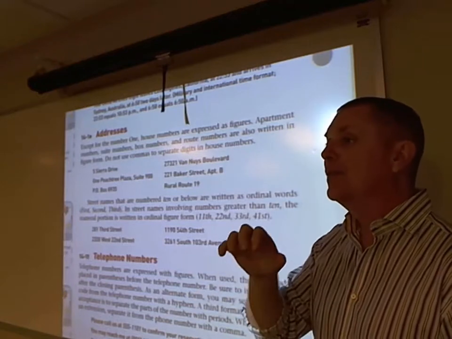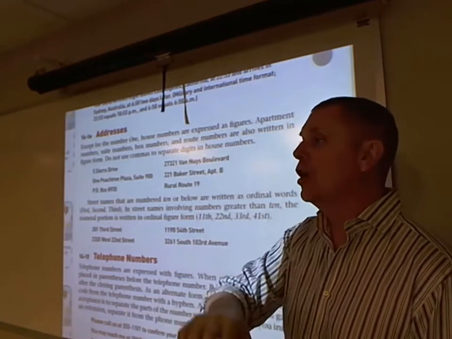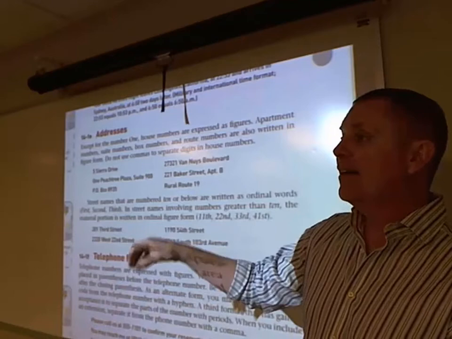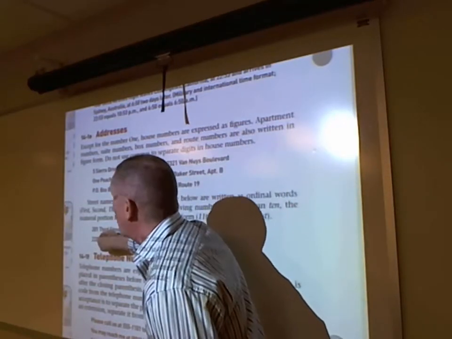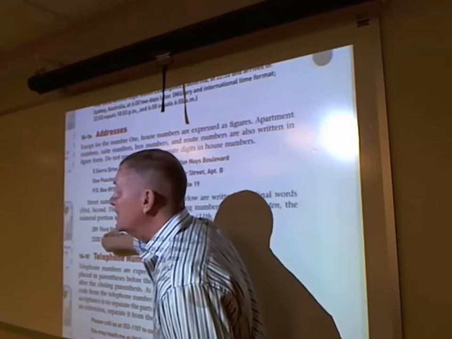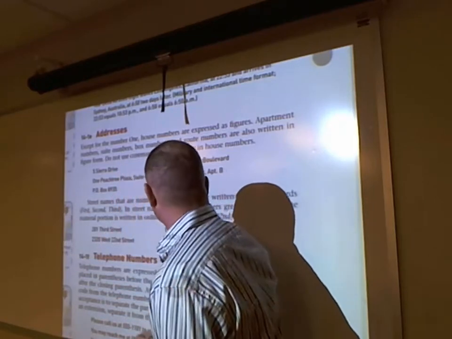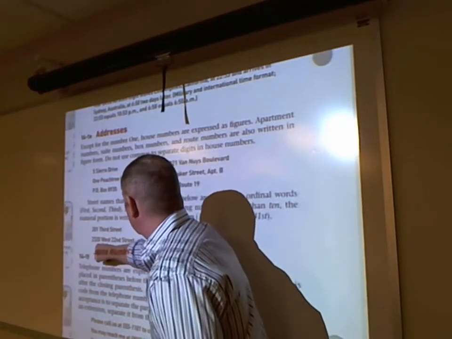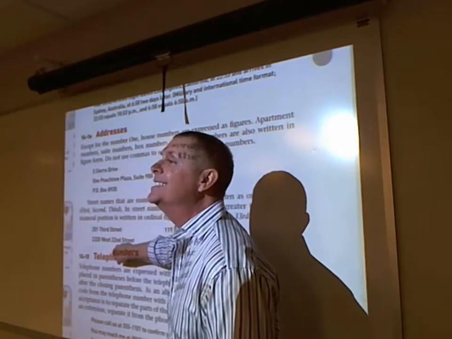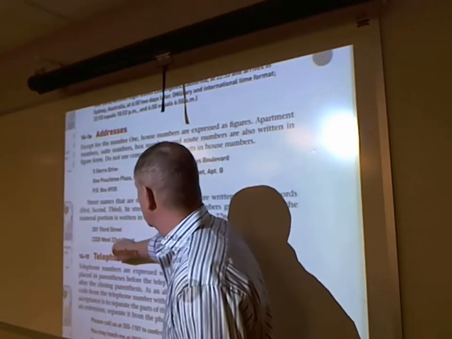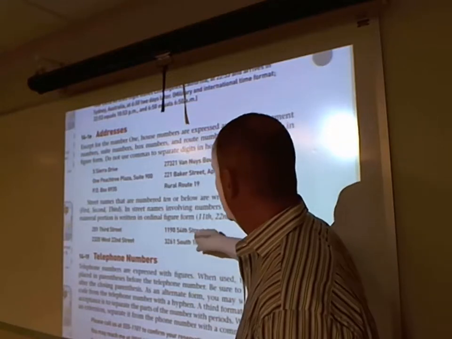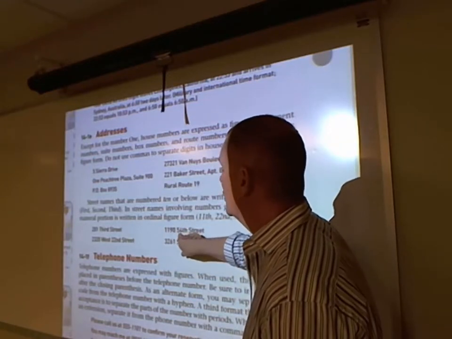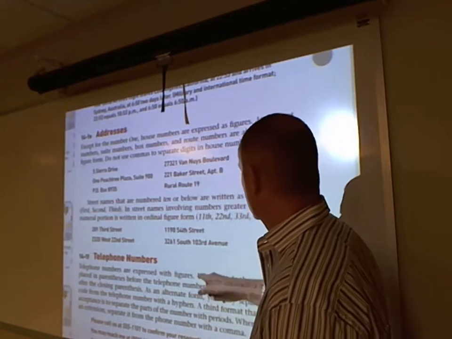So here we have 201 3rd Street, 1st through 10th will be a word. And then 2320 West 22nd, it's above 10, so it's a figure. 1190 54th Street, street number is a figure when it's above 10. South 103rd Avenue.